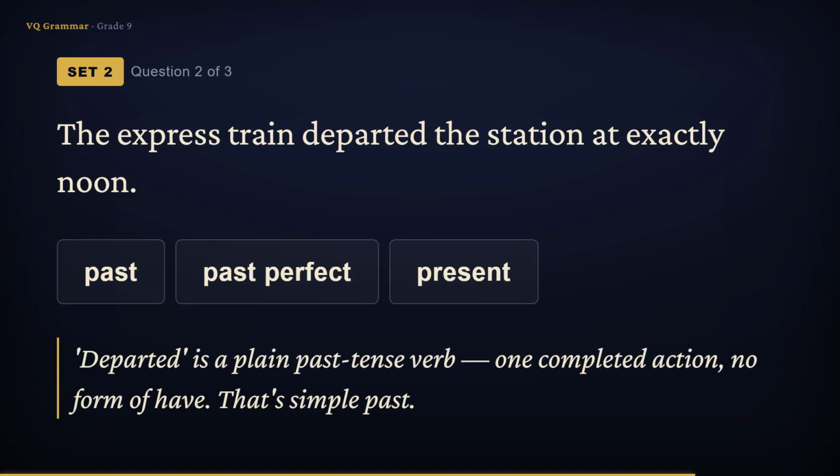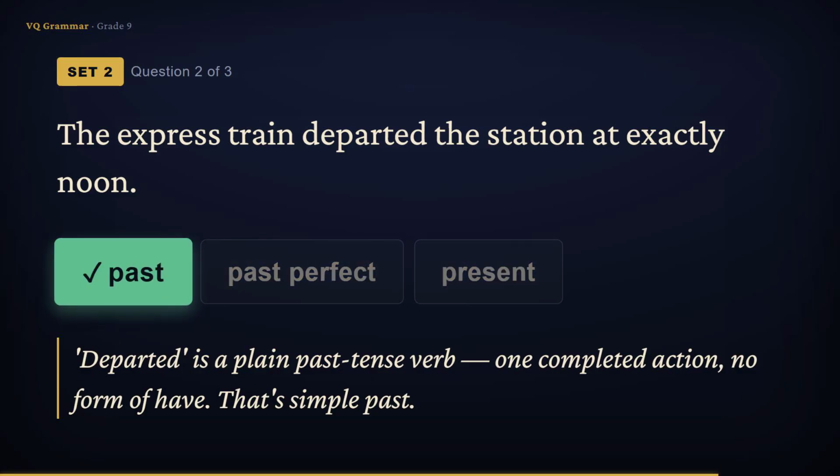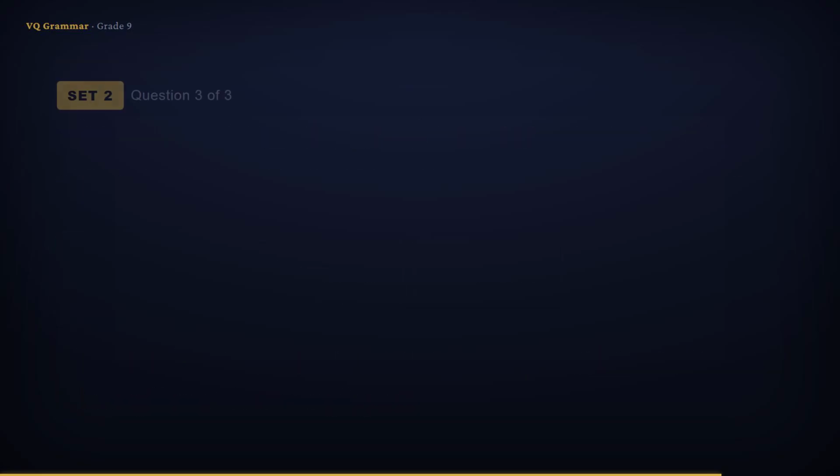The express train departed the station at exactly noon. The verb is departed. Check for a form of have. There isn't one, just the plain verb ending in ed. It names a single action that already happened and is over. One finished action, no have. That's the simple past tense.